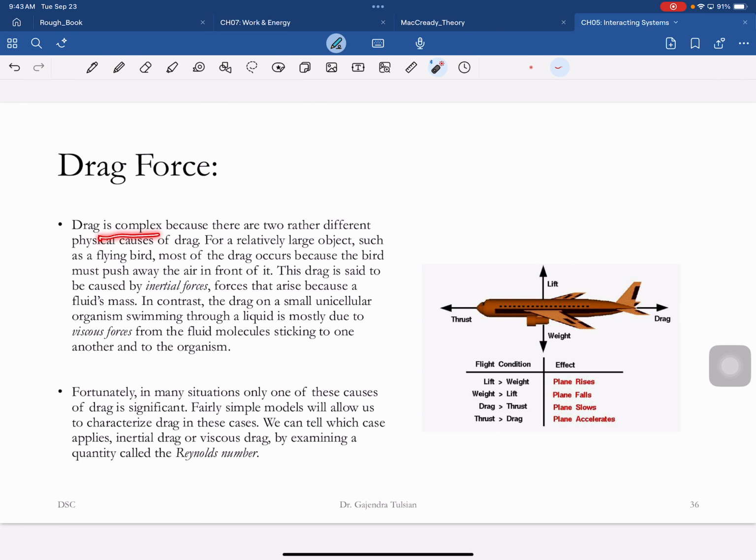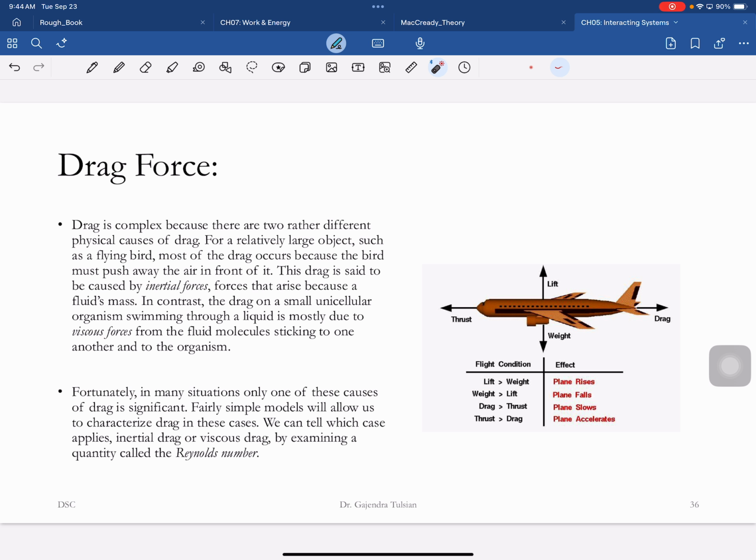Drag is a complex force, and there are two rather different physical causes for drag. For large objects, such as flying birds, most of the drag occurs because the bird must push the air in front of it. When a plane is flying, it's got to do the same thing. It's got to push the air out of the way. This drag is caused by inertial forces that arise because of a fluid mass. So it's got to push all the air out, and that's called inertial drag.